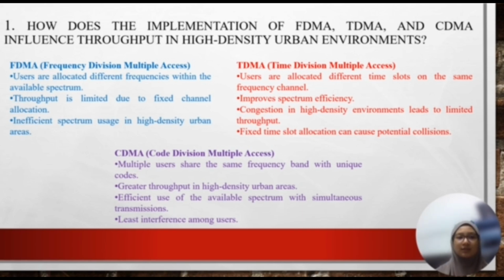For the FDMA, which is frequency division multiple access, users are allocated different frequencies within the available spectrum. Then, throughput is limited due to fixed channel allocation. And lastly, inefficient spectrum usage in high-density urban areas.